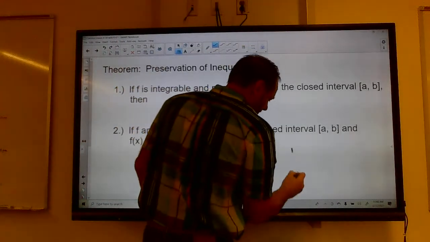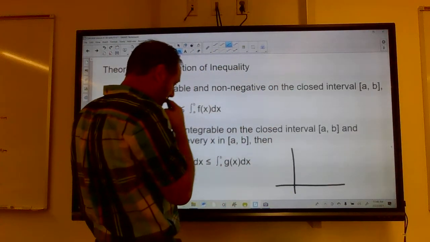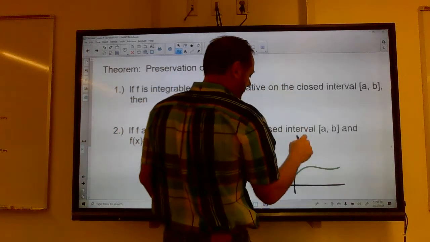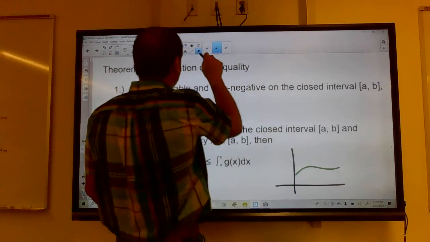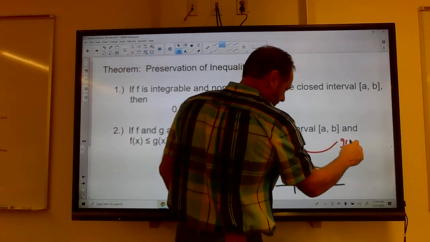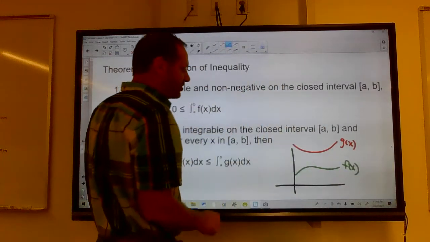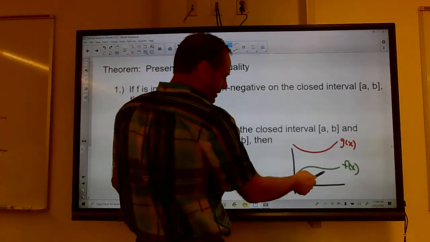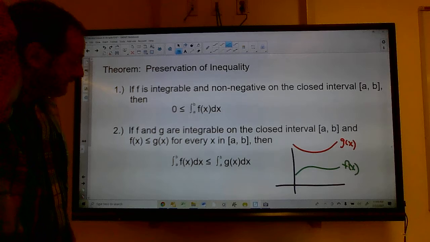I mean, if you think about it, what that means pictorially is if I've got f of x always less than g of x on an interval. So here's g of x, and here's f of x. So you can see f of x is always less than g of x on this interval. Then the integral of f of x is going to be less than the area under the curve of g of x.